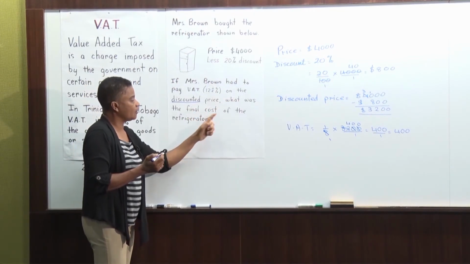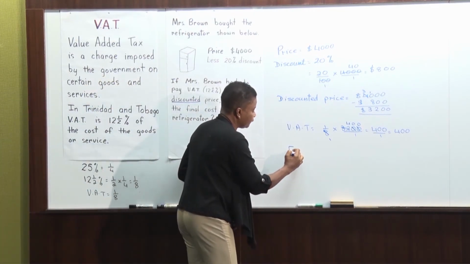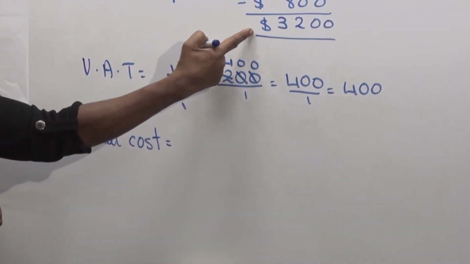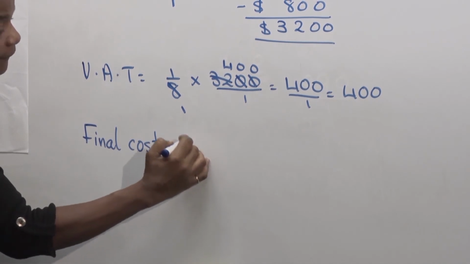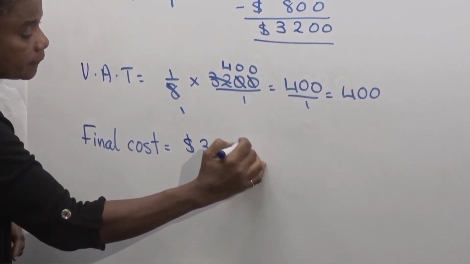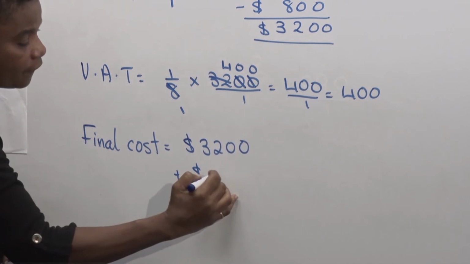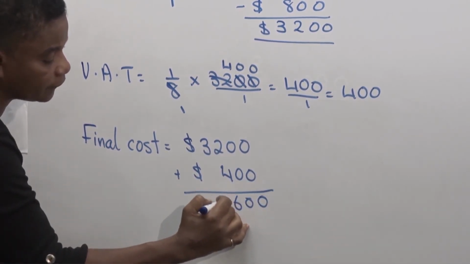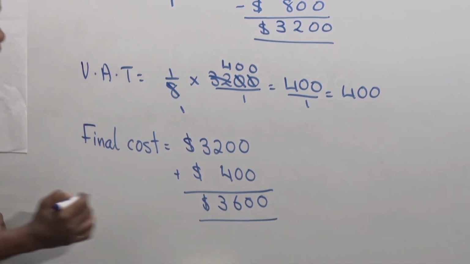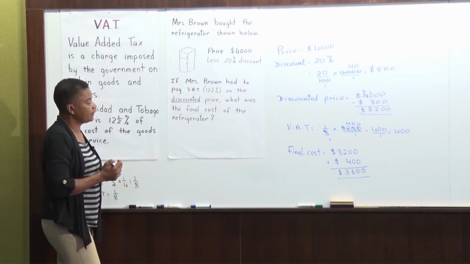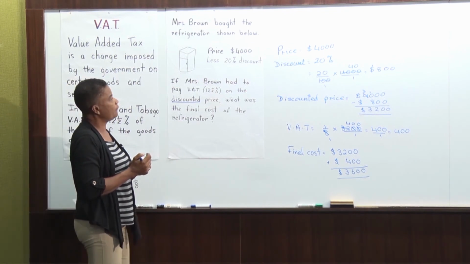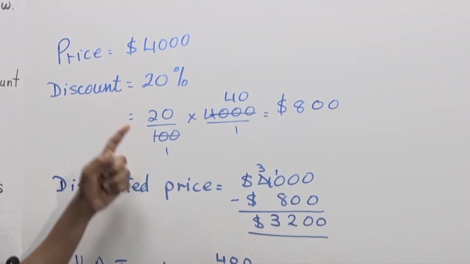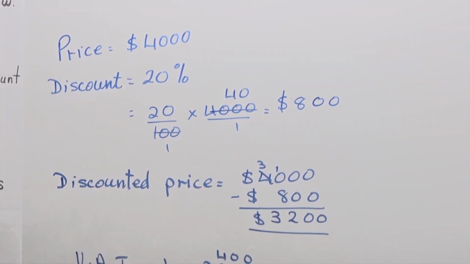What was the final cost? So the final cost of the refrigerator would be the discounted price. Remember, she got 20% off, plus her VAT of $400, which gives us a final cost of $3,600. Let's look at that again. The first thing we found was the 20% discount. The 20% discount worked out to be $800.